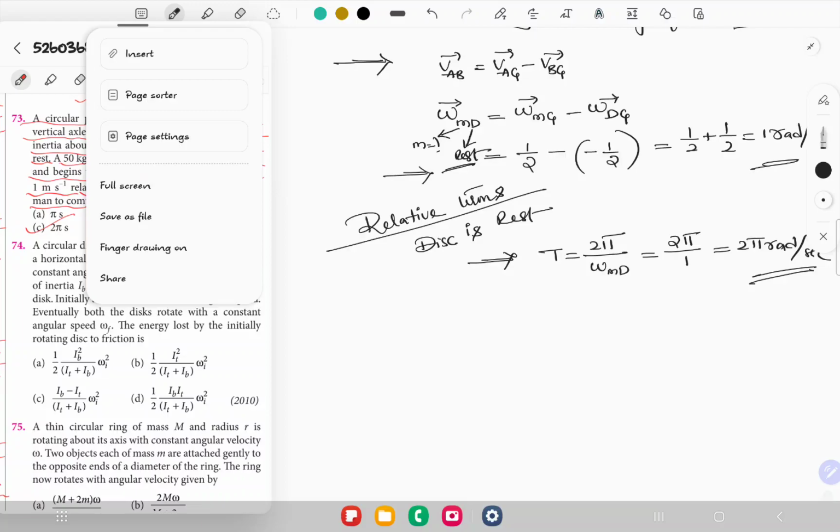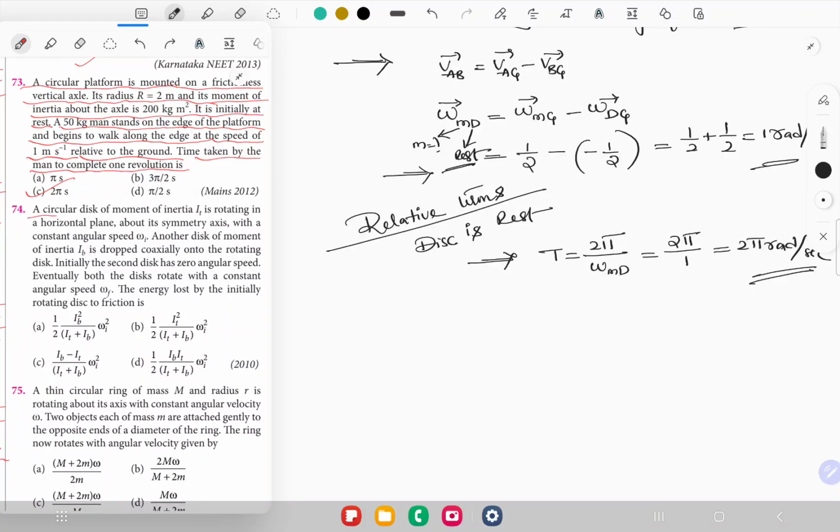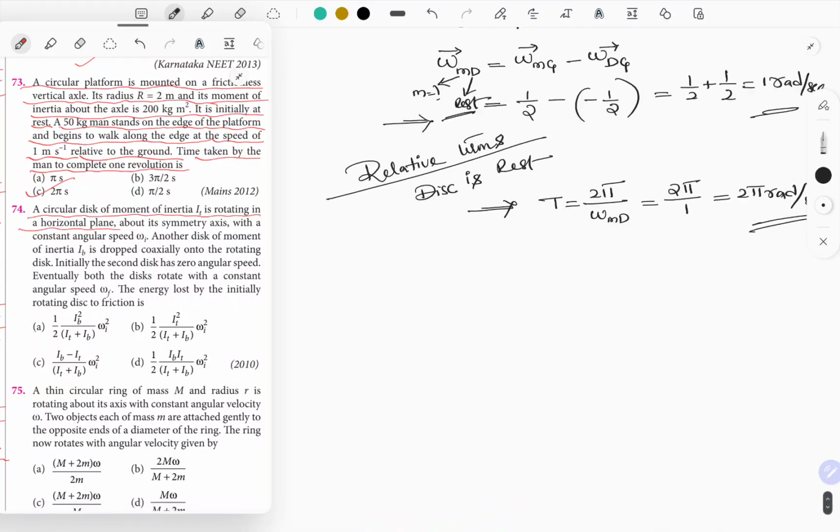In question number 74, a circular disk of moment of inertia IT is rotating in a horizontal plane. Super. 74. Let me represent the diagram. So it is rotating about a horizontal plane. Moment of inertia is given as IT. Okay. So moment of inertia is IT.